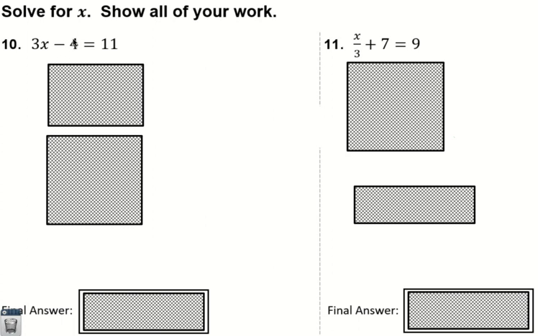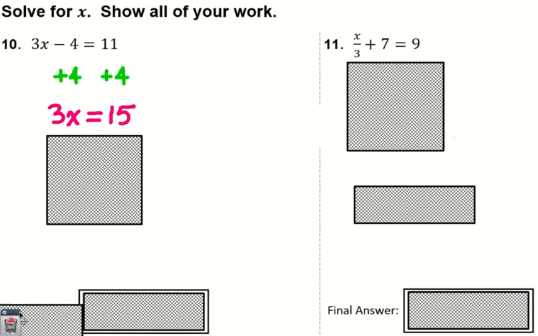And so what we're going to do first is undo this minusing 4. The opposite of subtracting 4 is adding 4. So you're going to add 4 to both sides to make this minus 4 go away. And so that leaves 3x by itself over here, and it makes the right side into 15.